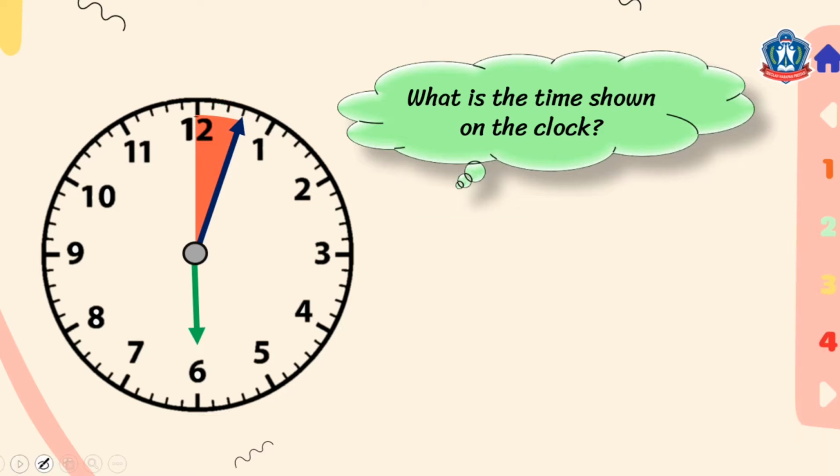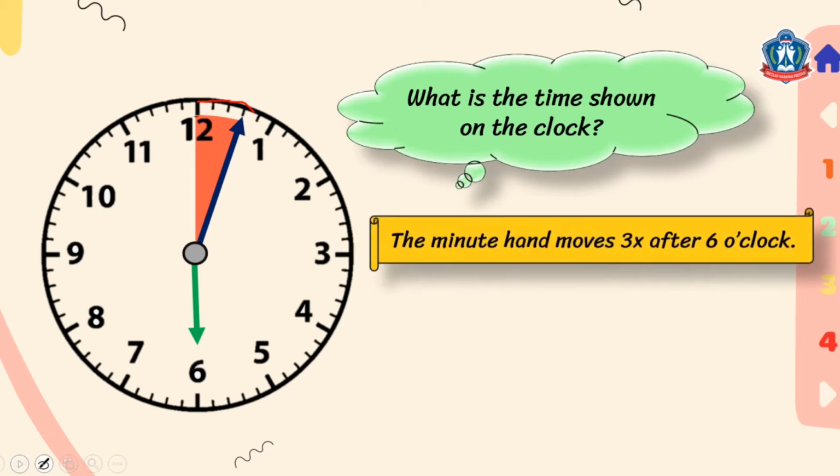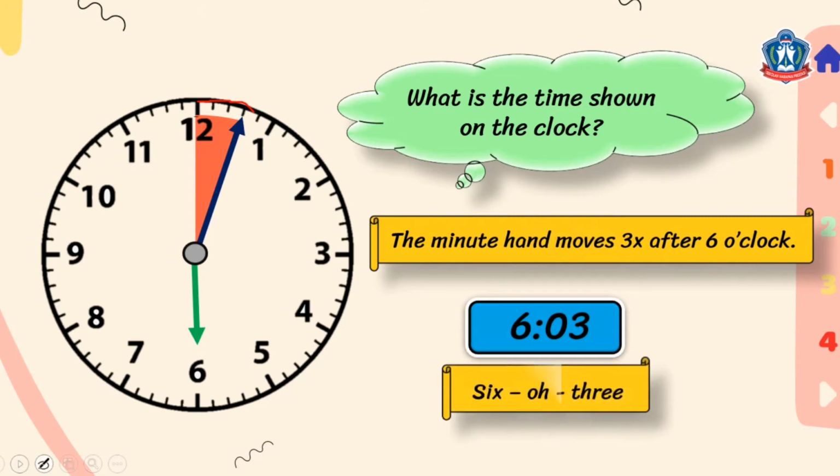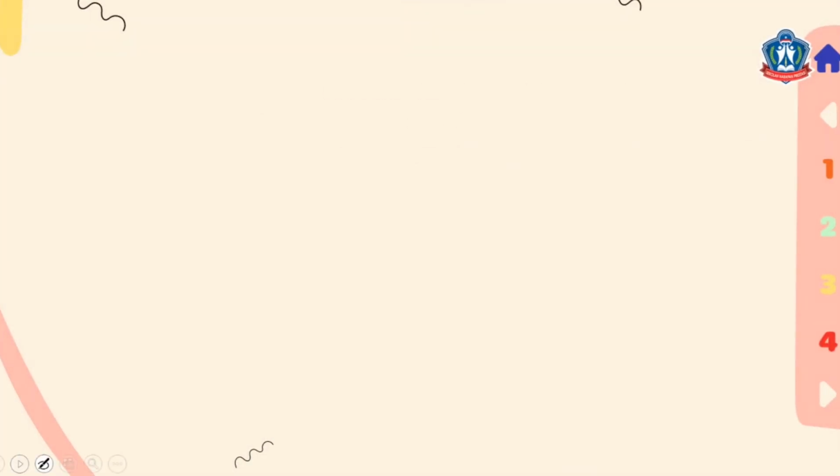Now, based on this clock, how many times does the minute hand move? From 12, it moves 1, 2, 3. It means that the minute hand moves 3 times after 6 o'clock. So the time here is 3 minutes past 6 because our minute hand moves 3 times. So 3 minutes after 6 o'clock, or past 6, is written like this, and we read this as 6:03.